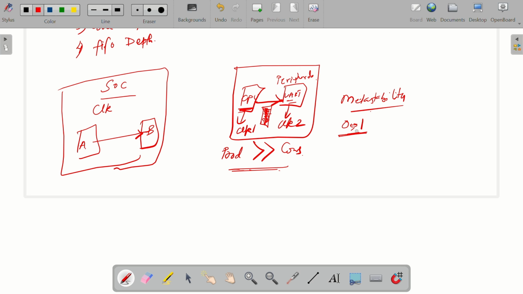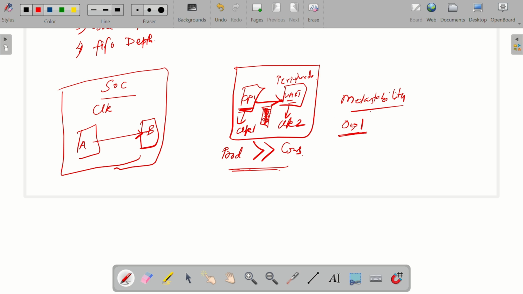But for now, understand that metastability arises when you are transferring data between two different clock domains and the data is not being stabilized to a clear 0 or clear 1. It is fluctuating between 0 and 1. In that case, we might need something to solve this problem.